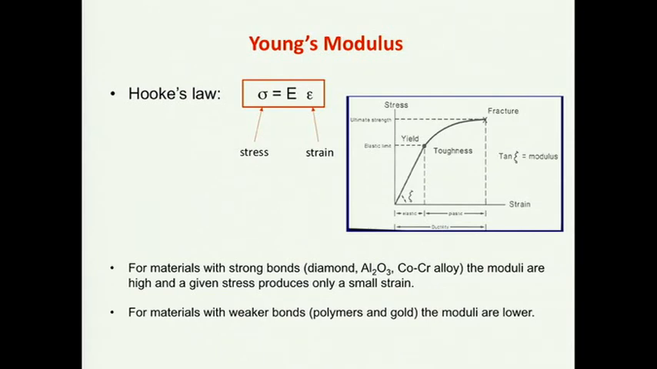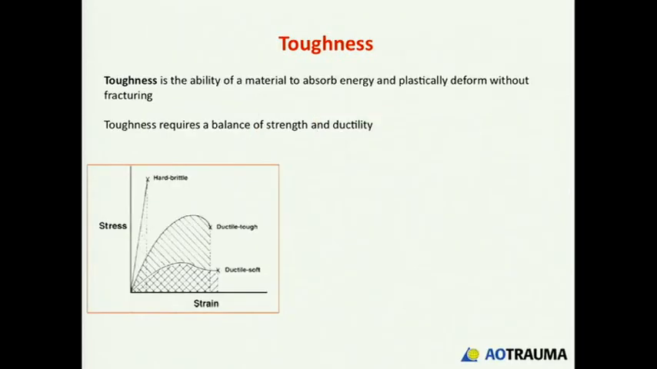With materials with strong bonds like diamond or cobalt chromium alloys, the modulus of elasticity, this Young's modulus E, is high, so that a given stress produces only a small amount of strain. So the material won't deform no matter how much stress you apply on it. For materials with weaker bonds, like polymers or gold, the modulus is lower, so that with the application of a lower amount of stress, you will have higher strain. So the selection of the material depends on what type of application you need.